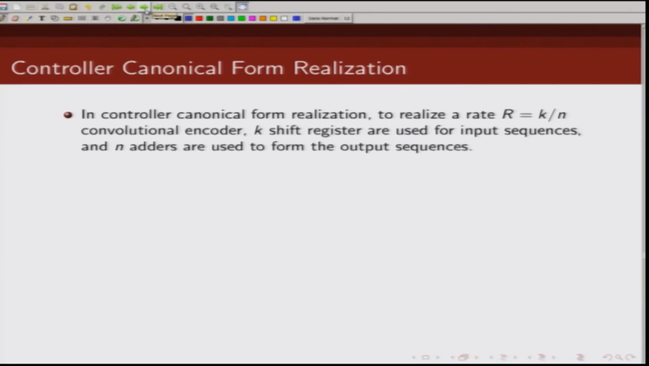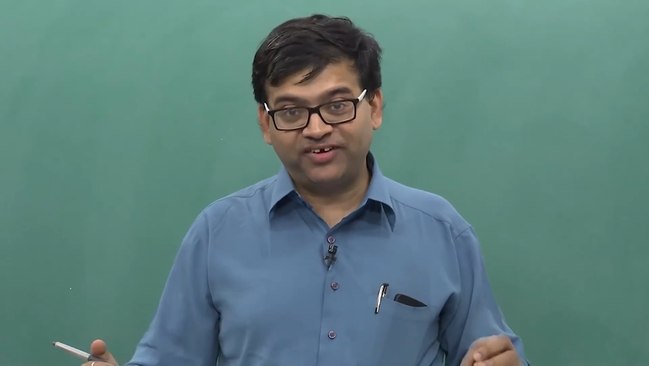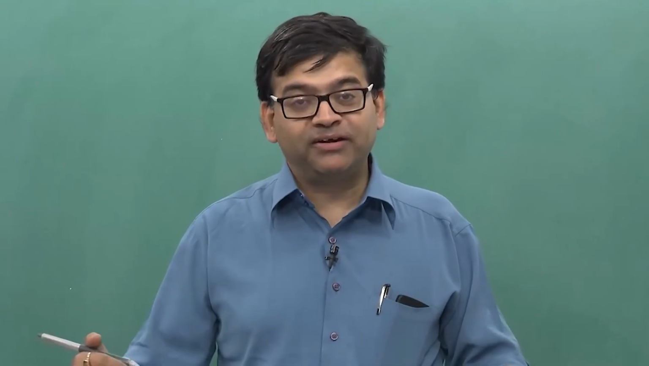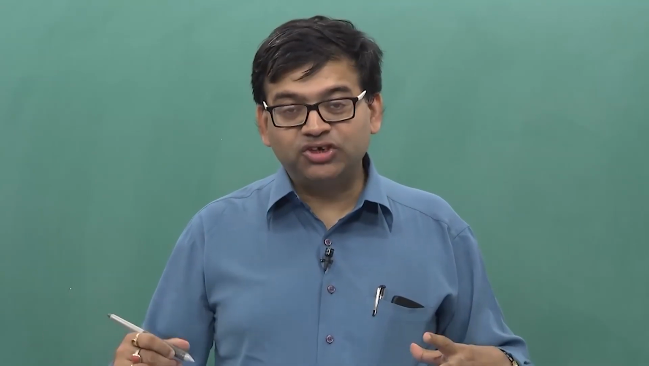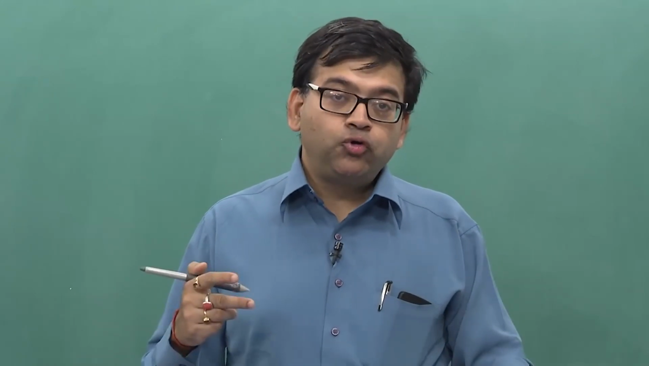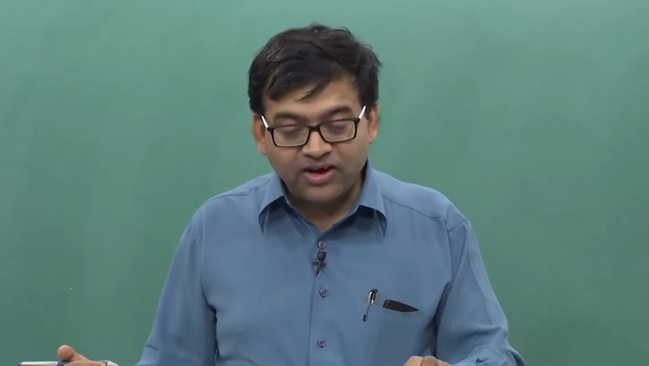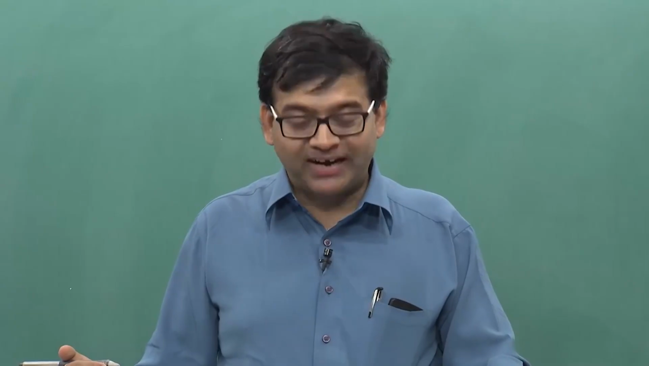Next, I am going to come to the topic of realization of a convolutional encoder. How can we represent a convolutional encoder using shift registers? Given a generator matrix, how can you implement a convolutional encoder? In this we are going to talk about 2 types of realization. The first one that we are going to discuss now is known as controller canonical form realization.